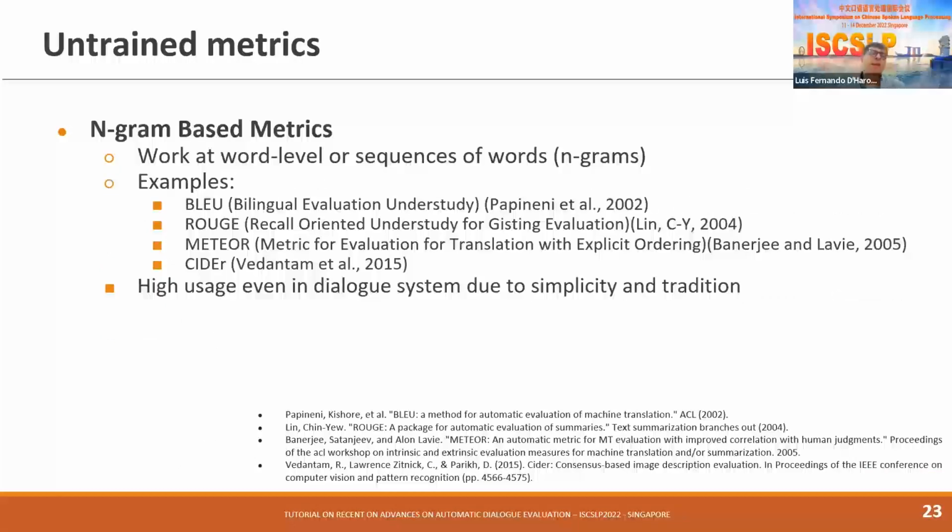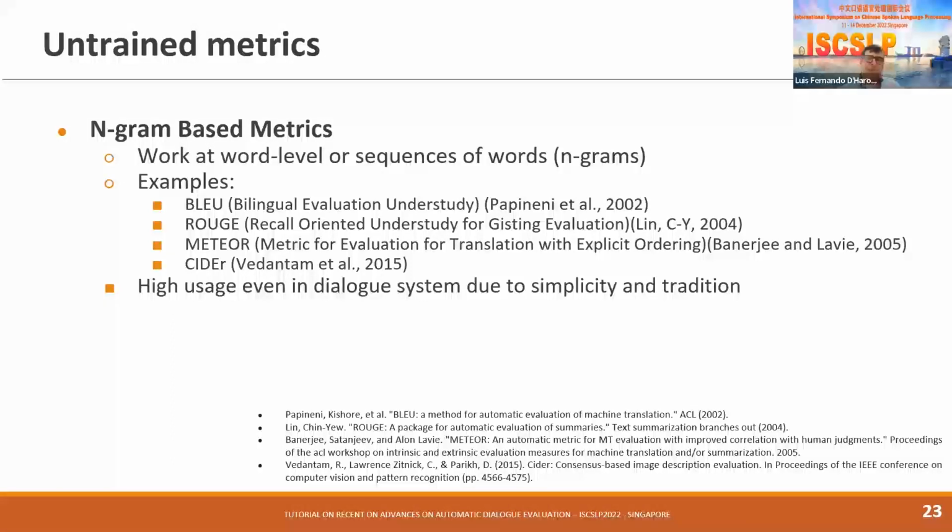Then we have the n-gram-based metrics. These are based on word level or sequence of words, like n-grams. And the most common examples are BLEU, ROUGE, METEOR, and CIDEr. Those are the typical metrics that you will find in the literature, and even up to today, and we will see some problems with these metrics.